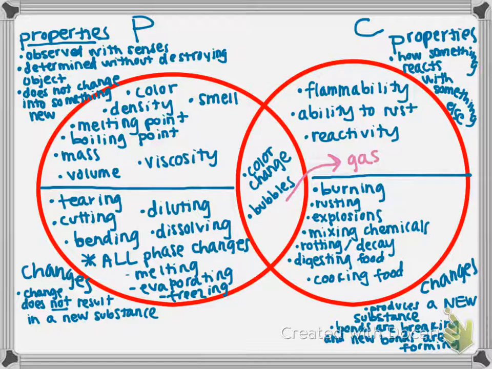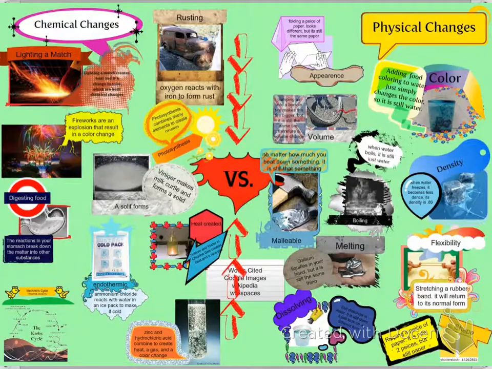If it is gas producing, then it's chemical. If it is because of boiling water, then it is physical. So we said all phase changes are physical, so if you have bubbles because you're boiling water, that's considered physical. However, if you mix two chemicals or mix a couple things together and it's producing a new gas, then it's chemical. So that's why those two things are in the middle.